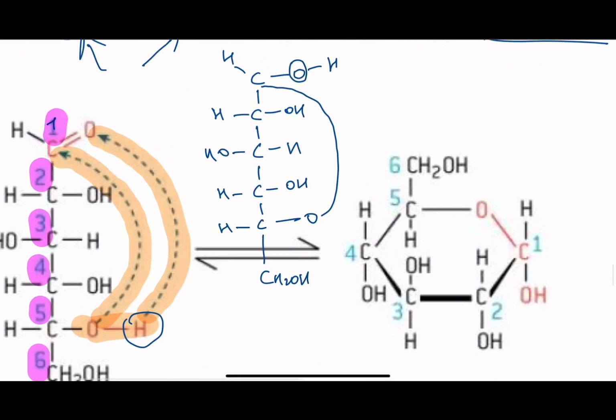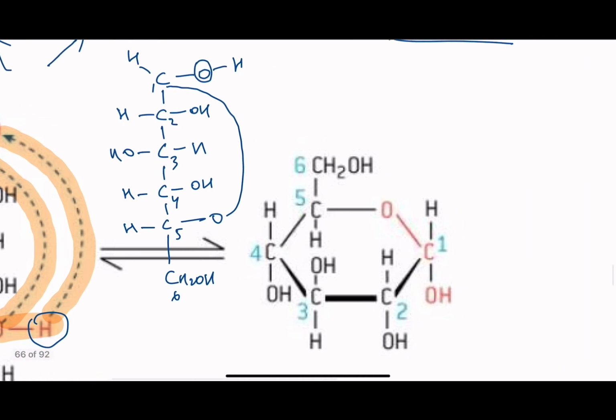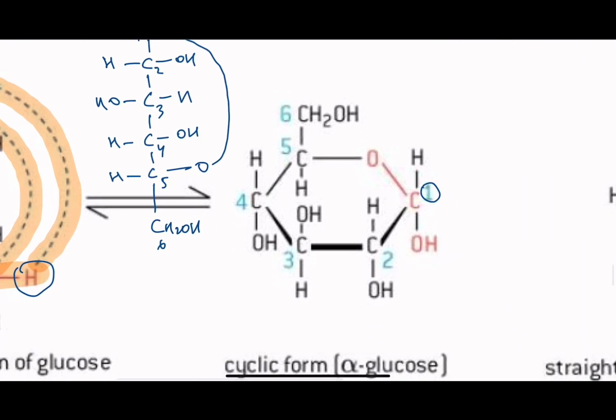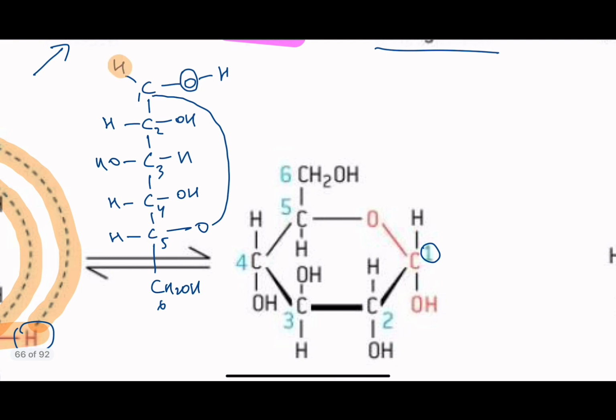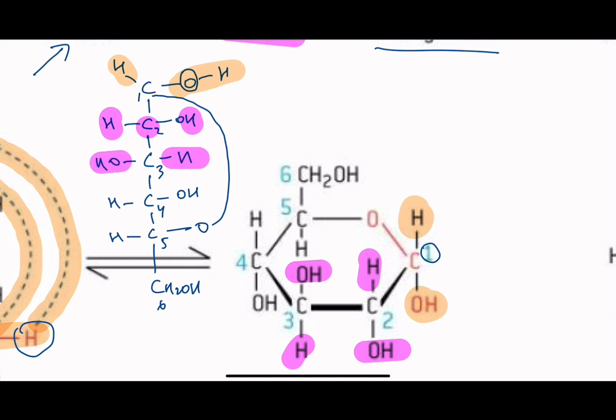If you start numbering 1, 2, 3, 4, 5, and 6, you would see that the first carbon again has, as you see, hydrogen and OH, right? So I've got hydrogen and OH. Now second carbon, I've got H and OH. Third carbon, I have H and OH. Fourth carbon, I have HOH, HOH. And then fifth carbon, I have H, as you see, H.